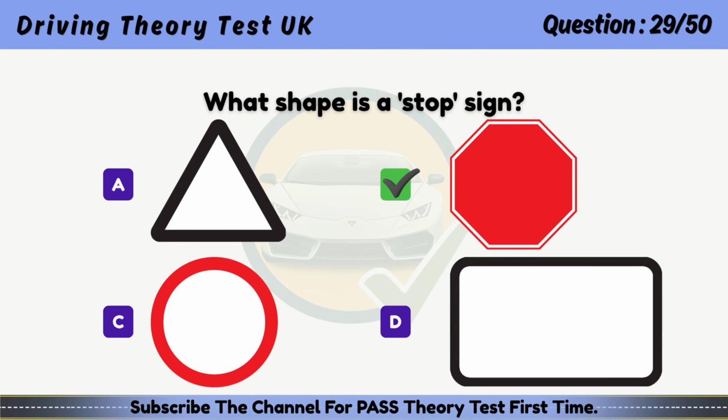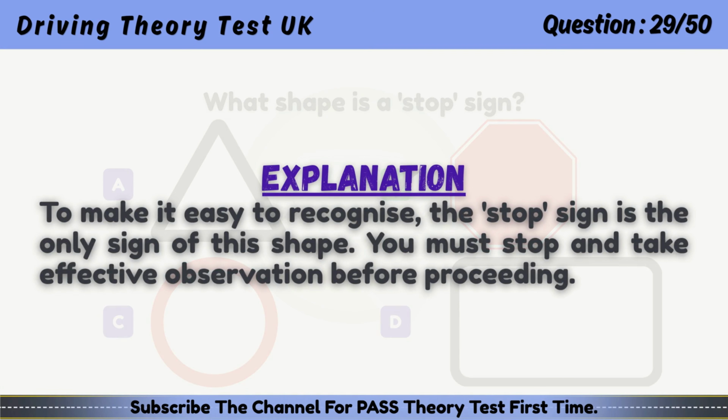Answer is B. To make it easy to recognize, the stop sign is the only sign of this shape. You must stop and take effective observation before proceeding.